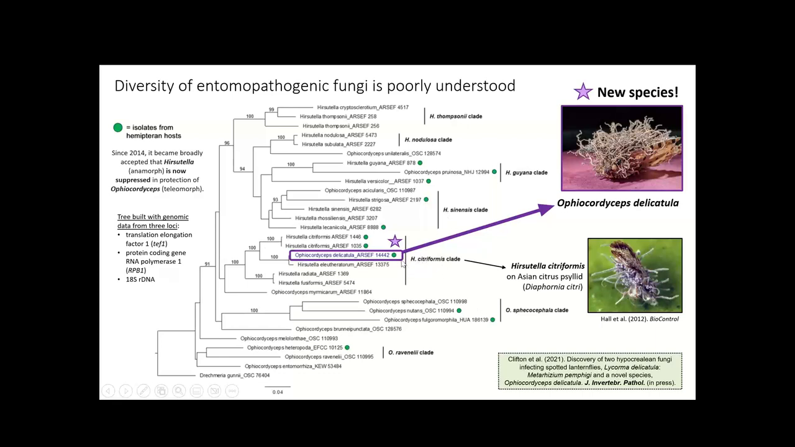I think they're changing Hirsutella now to Ophiocordyceps, but this fungus has similar structure, shape, and color, these purple, pink, lavender colored structures. This is infecting an Asian citrus psyllid down in Florida. So that was cool. We found this different species that has not been seen before, and we found it in lanternflies here in the US.